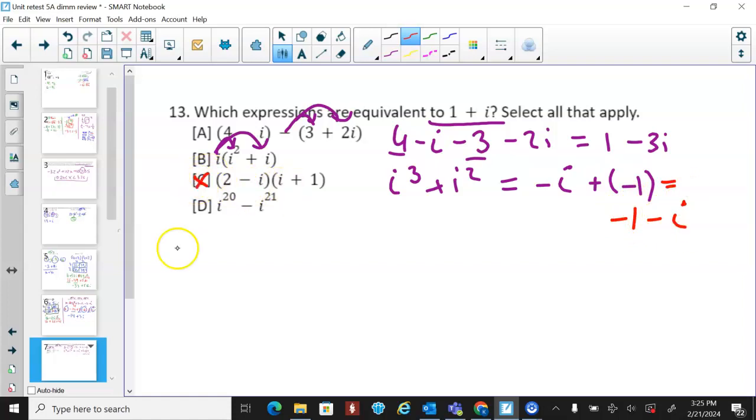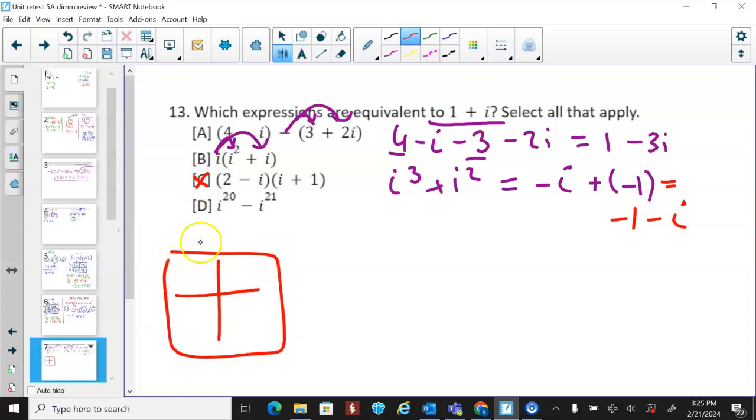For number C, we're going to do a box method. Okay, so it's going to be 2, 2 negative i 1. So that's going to be 2i. This is going to be negative i squared. This is going to be 2, and this is going to be negative i. We're going to combine like terms. Okay, so like terms are visible right here.